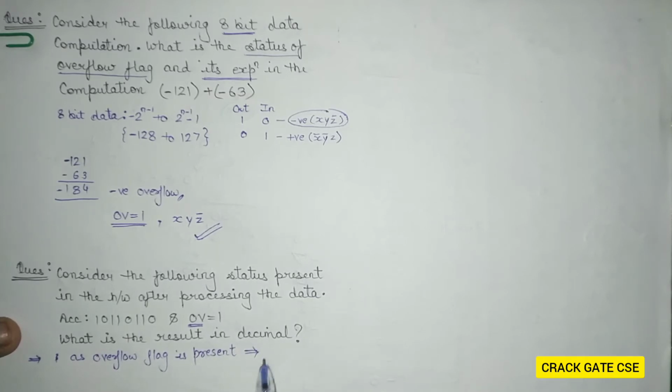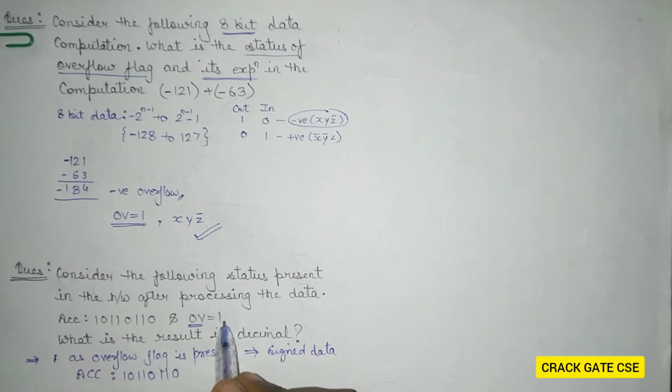So we can say that here we are talking about the signed data. If they are talking about the overflow flag, which is already set, then we can say that clearly they are talking about the signed data. And in the accumulator, we have the value 1011 0110, right? Now you can see that there is one dilemma in this question.